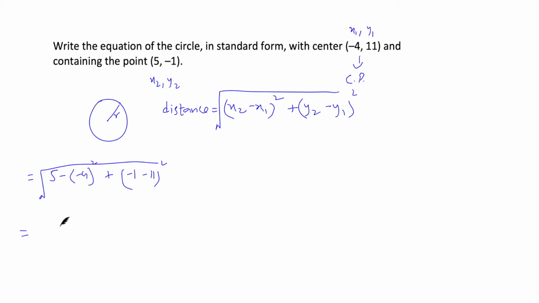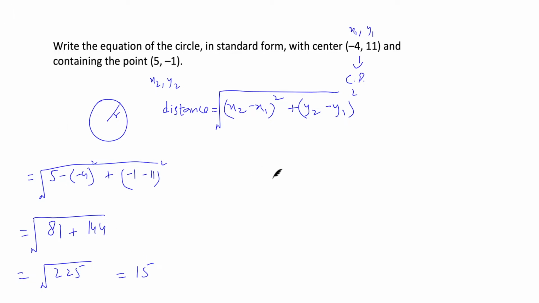So we have 9 squared, that is 81, plus we have 12 squared, that is 144, whole under root. We get 144 plus 81, which is 225, square root of this, and the answer will be 15. So this is the distance, this is our radius.